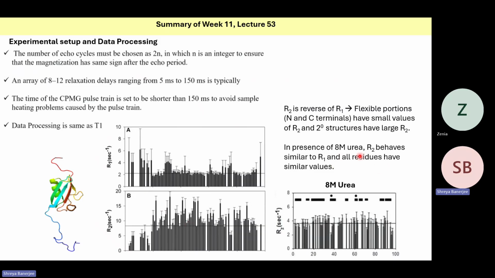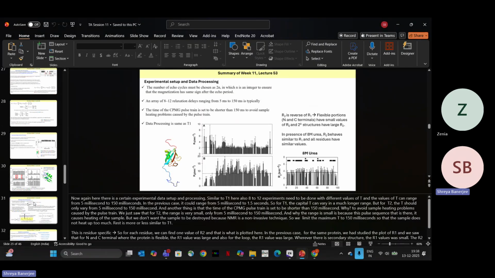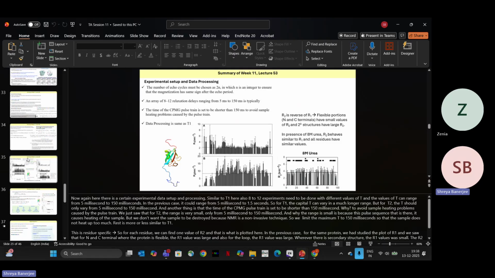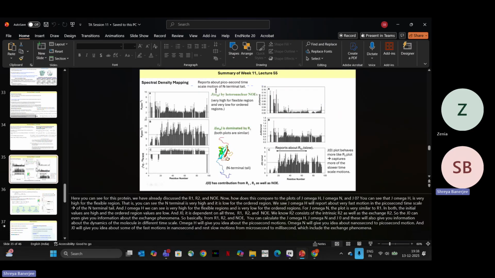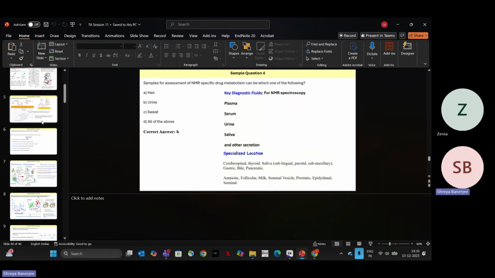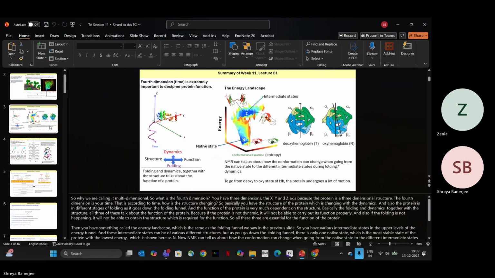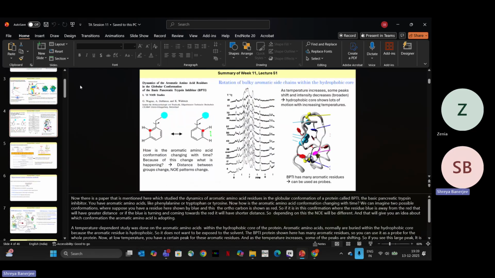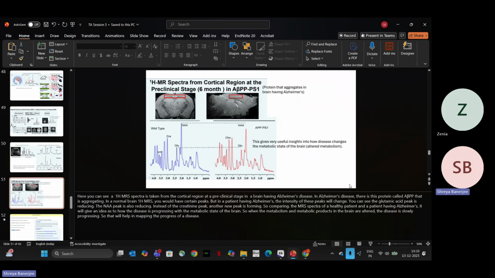But in 8 molar urea, it behaves similar to R1. We saw that in 8 molar urea, all the residues have similar R1. Similarly, in 8 molar urea, all the residues have similar R2. So using this, it will give you an idea about the flexibility of the protein. So that is about the different molecular motions in the protein. That is a concept I wanted to discuss.